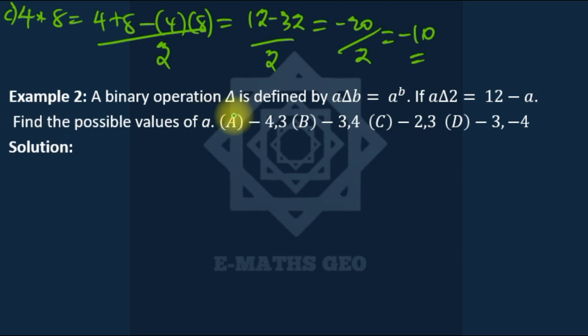So look at the second question. They say the binary operation triangle. So in this case, they always give you the operation and define it before they will now ask you questions. So we have a triangle b is now a raised to power b. So whatever that is here, we'll raise this once it's a triangle b. So they said if a triangle 2 is 12 minus a, we are asked to find the possible values of a.